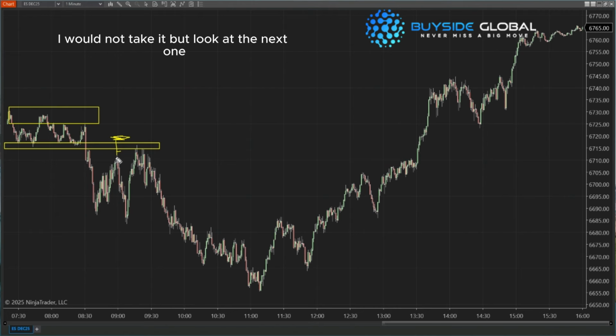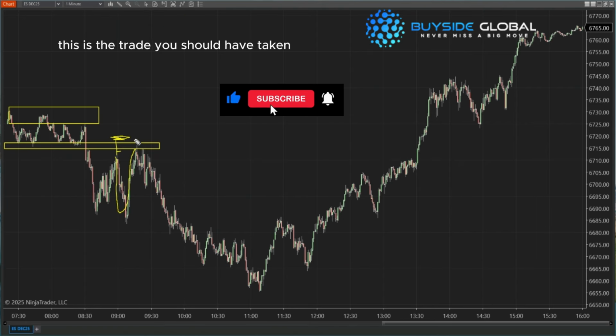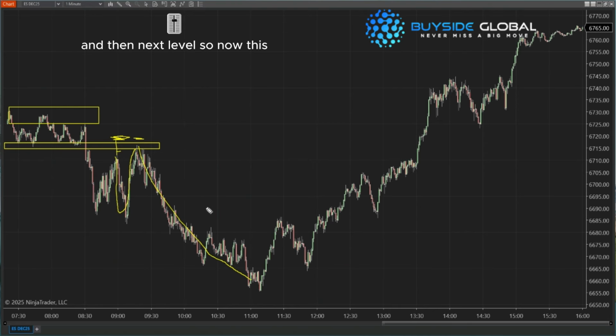But look at the next one. It came back to the same level where the price bounced, broke out, retested. This is the trade you should have taken. So this trade, you can see, worked perfectly, very well.